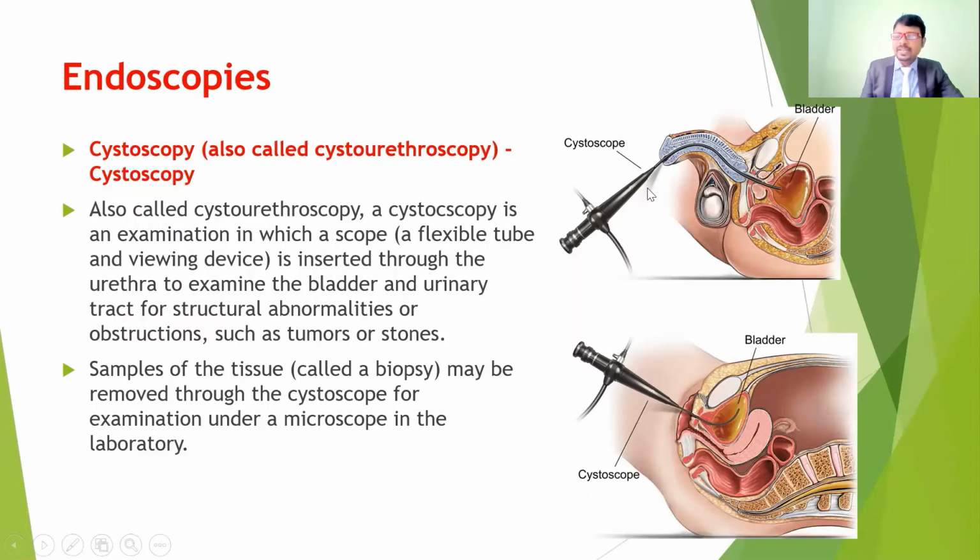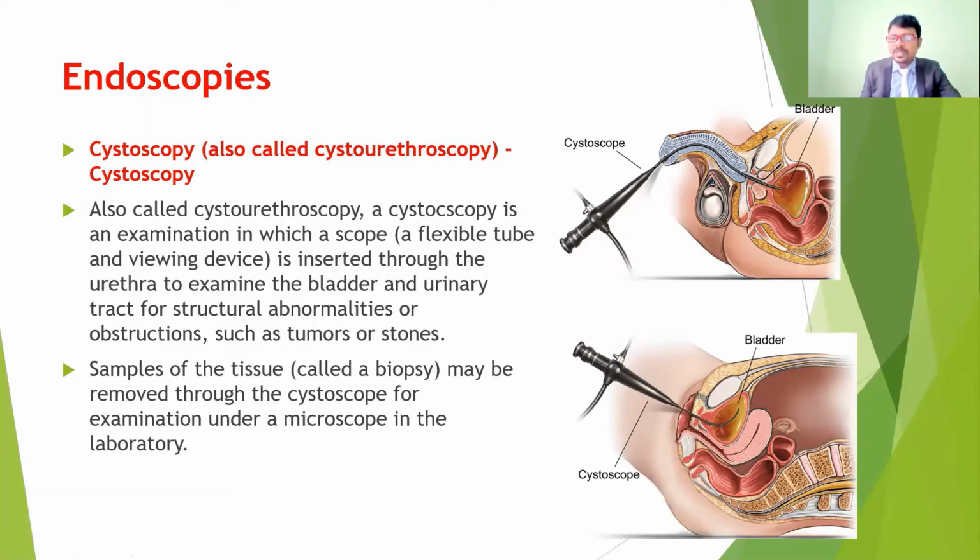That means if there are any tumors in the urethra or in the bladder, we are going to identify them with cystoscopy, also called urethroscopy or cystourethroscopy. That means we study the urethra as well as the bladder. Cystoscopy is the examination in which a scope is inserted through the urethra to examine the bladder and also the urinary tract for structural abnormalities or obstructions such as tumors, urinary stones or kidney stones.